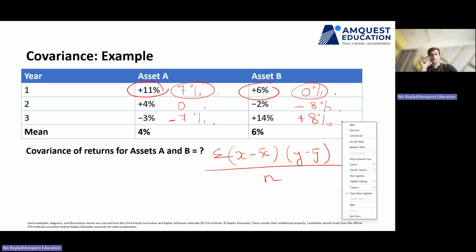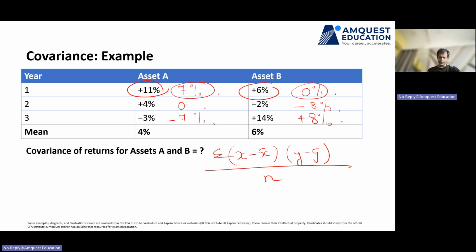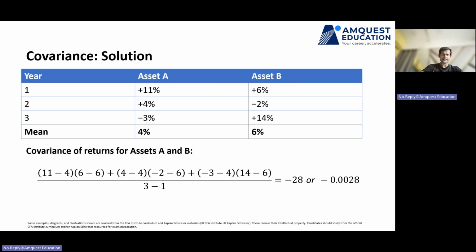And if I want to tell you what is the value of the covariance, simple. There's a formula for it. Simply do summation of x minus x bar, y minus y bar, divided by n. Now look at the sum. x minus x bar, y minus y bar, which I just explained to you. That total I divided by n minus 1, and the answer comes to minus 28, which means covariance is minus 28. Now it is good to have minus as an answer.